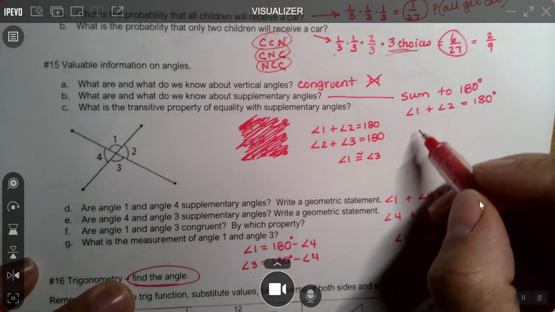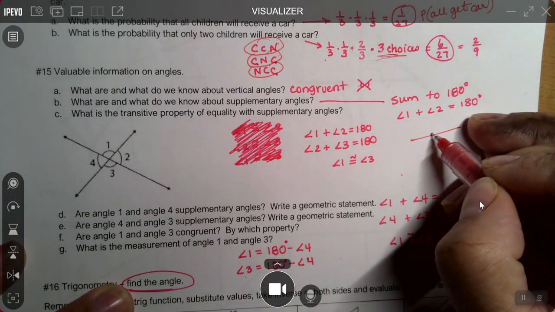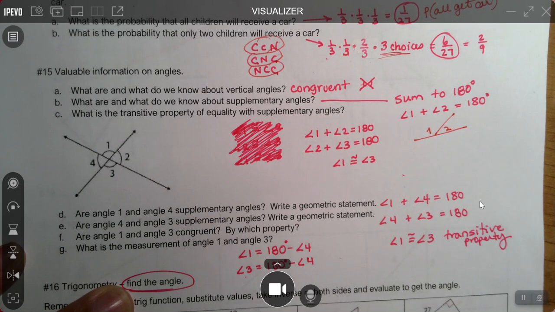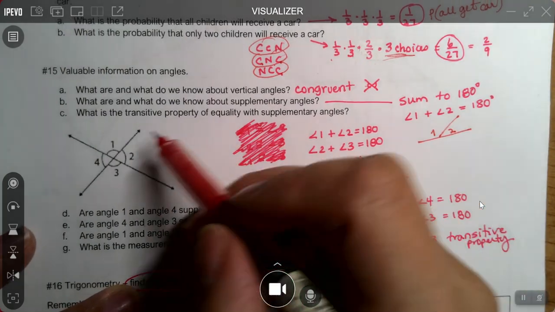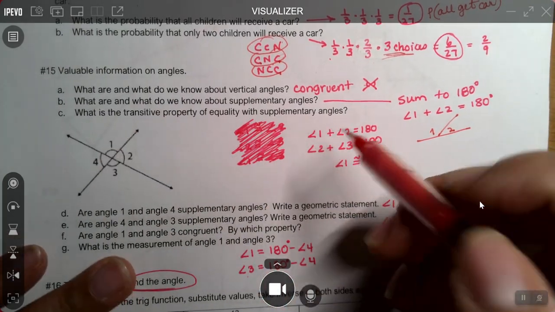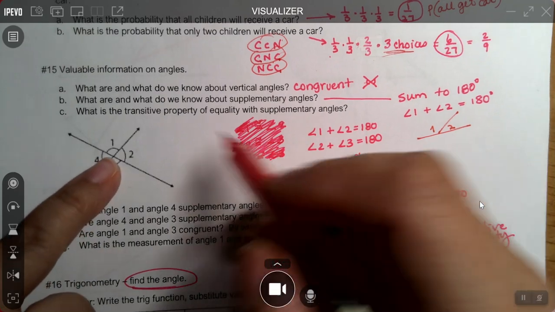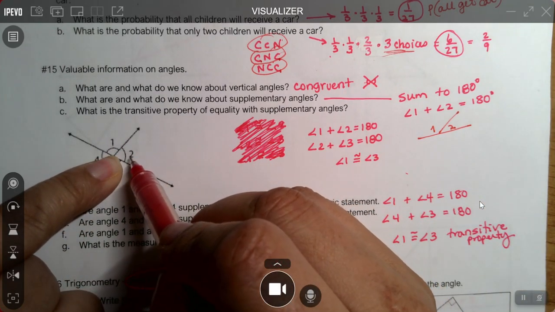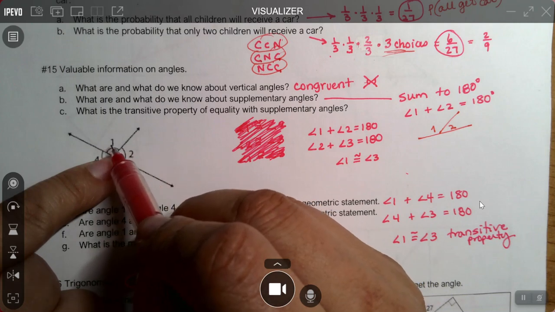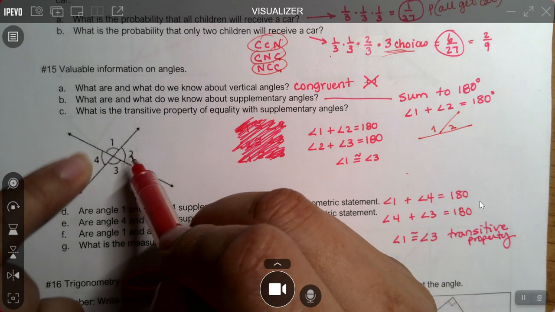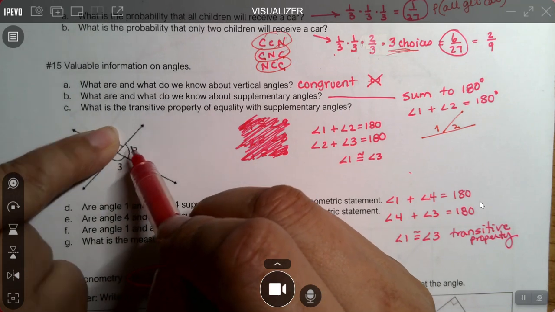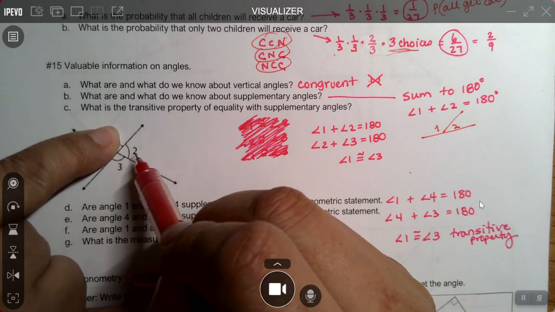Right? And they can be adjacent to each other. They don't have to, but they can be. What is the transitive property of equality with supplementary angles? Well, that one says that angle 1 and angle 2, their sum should be 180 because they're supplementary. Angle 2 and angle 3, their sum should be 180 because they're supplementary.